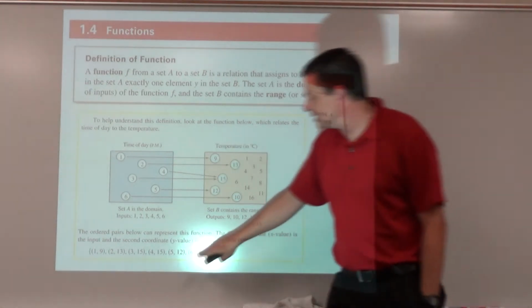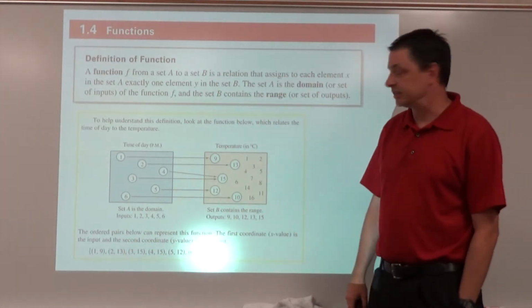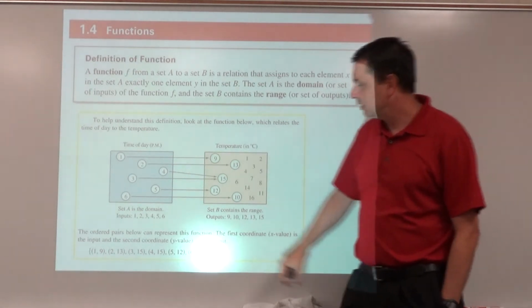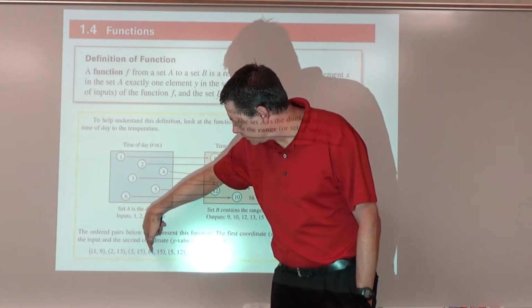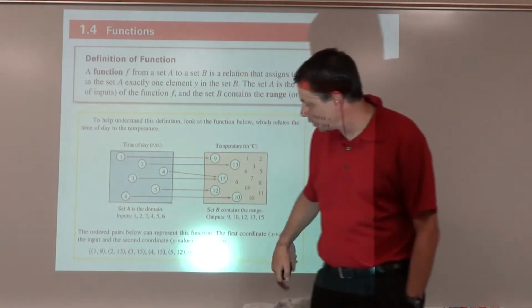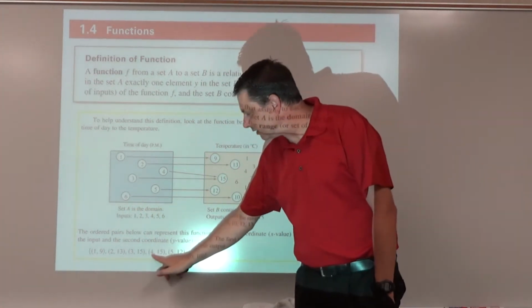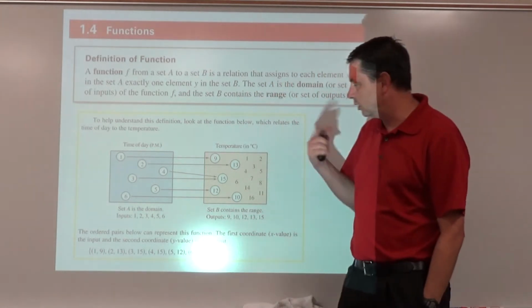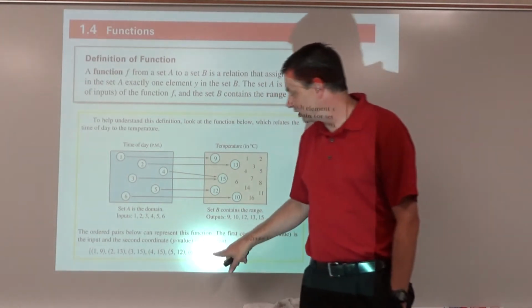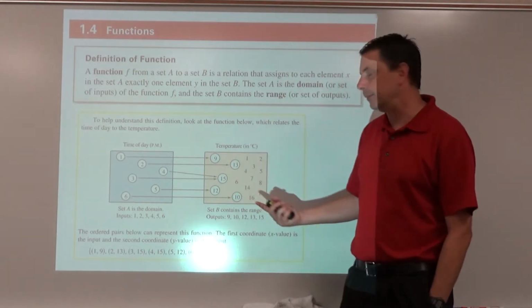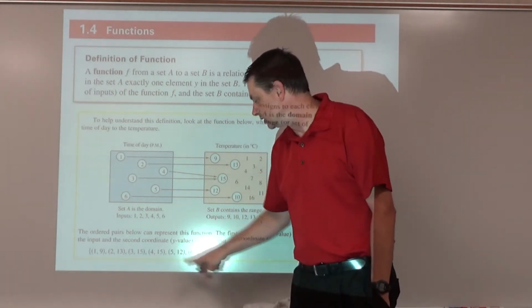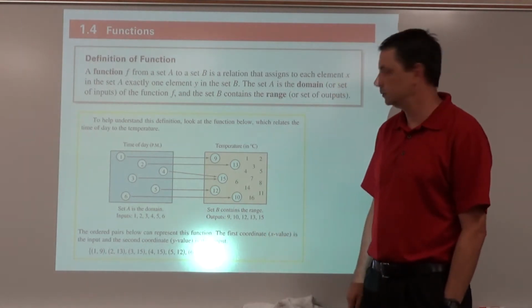We often see relations listed as just a set of ordered pairs. So 1 is assigned 9, 2 is assigned 13, 3 is assigned 15, 4 is assigned 15, 5 is assigned 12. So each time we have an input, it's only assigned one output. That also is a function. If there was a second point that said something like 4, 2, that would not be a function. 4 cannot be assigned 15 and then also mapped to 2.